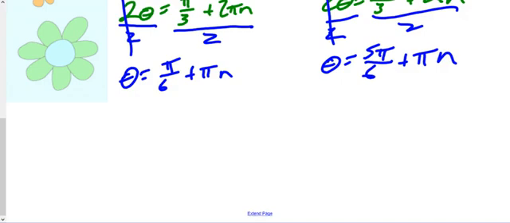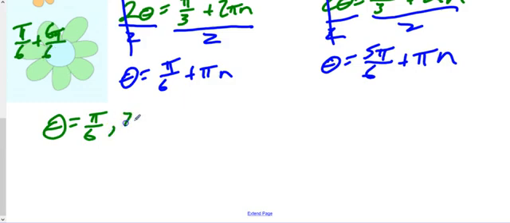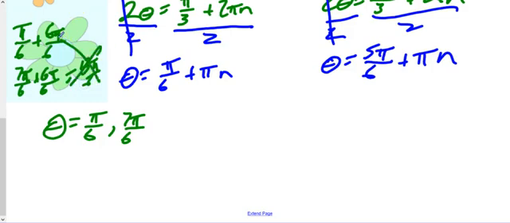Okay. So now we're going to actually list out everything. We're just going to say theta could equal pi over 6. That's obvious because that's our first one, if n was 0. Now what if we add just 1 pi to it? Remember, pi is the same as 6 pi over 6. So that's going to get me 7 pi over 6. If I do that again, 7 pi over 6 plus another 6 pi over 6 would get me 13 pi over 6. That's more than 2 pi, so I don't have to go any further there.